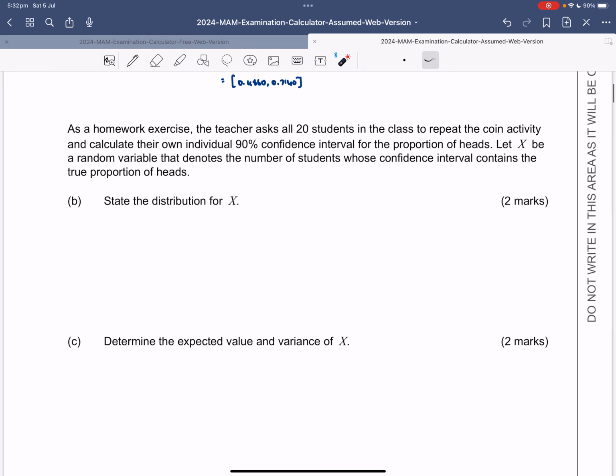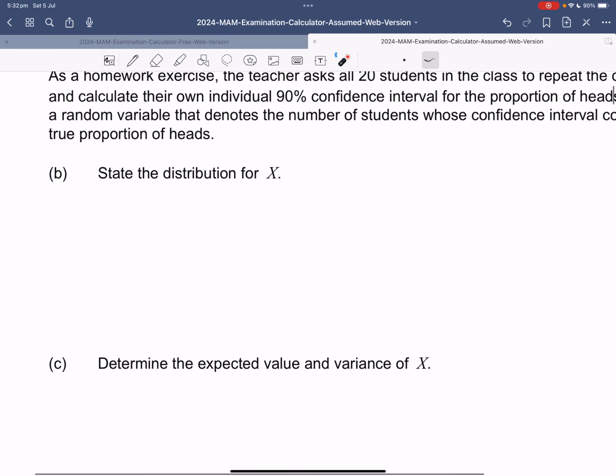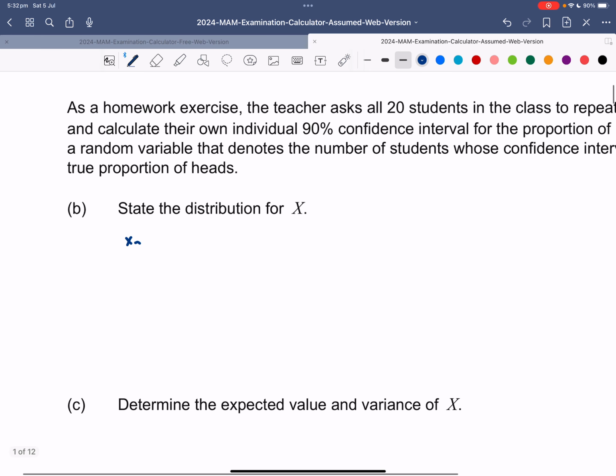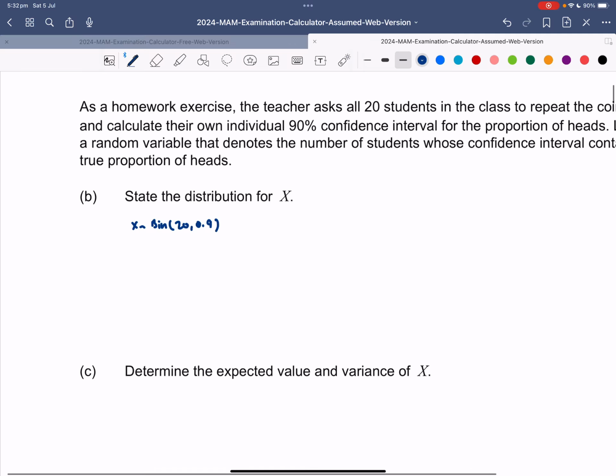So guys, do you realize that x is a binomial? How do I know that x is a binomial? I know that x is a binomial because either the confidence interval does contain the true proportion or it does not contain the true proportion. And we know that there's a 90% chance of it containing the true proportion. So really, x is a discrete random variable. Specifically, it's a binomial distribution with 20 trials, and the probability that any particular confidence interval contains the true proportion of heads is 0.9. Since it's a 90% confidence interval, the proportion is 0.9. Alrighty, so that's it. That's the distribution.